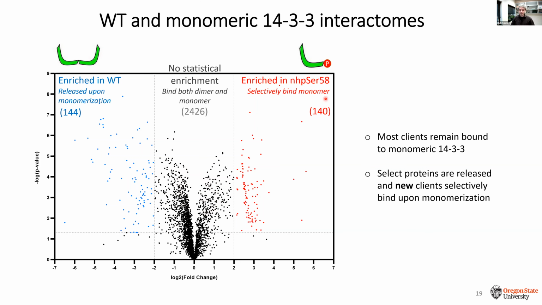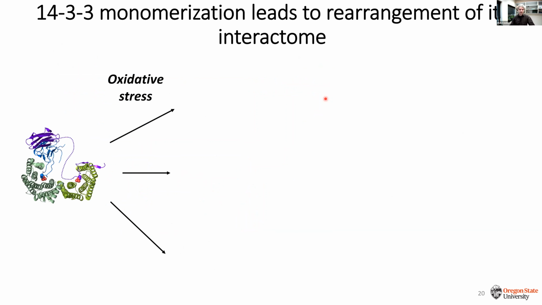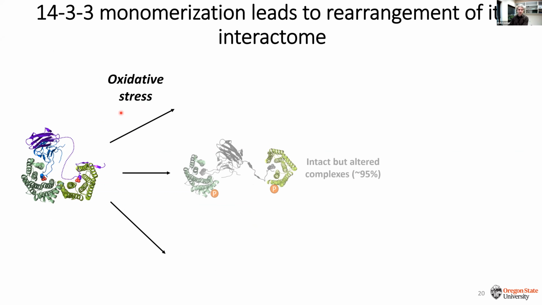And so what this means is, in this brief, quick model, we have a normal dimeric 14-3-3 under normal cellular conditions. During periods of oxidative stress, 14-3-3 gets monomerized, but 95% of the complexes actually remain intact. Although they're intact, it's still a monomeric 14-3-3, and so the complexes are structurally, dynamically, fundamentally different than what they were under normal cell conditions. How these function differently is not yet known.